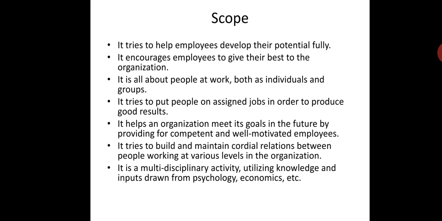First one is, it tries to help employees develop their potential fully. So what is the scope of human resource management? Till where it reaches is, number one, it helps employees reach their full potential. Whenever the HR manager sees an employee, he knows where the person is good or bad, what his strong points and weak points are. So the HR manager gives him or her targets which are achievable, and uses their maximum talent, abilities and output so that they can reach their full potential.